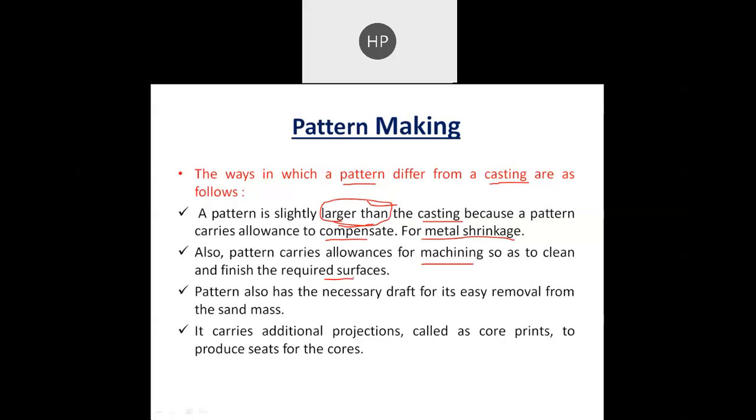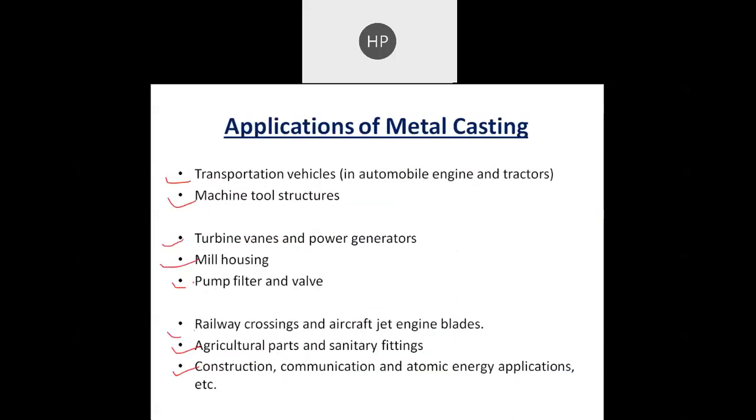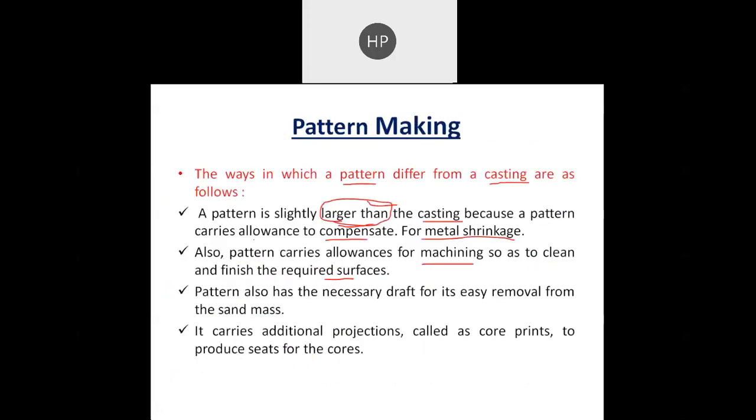So as we know, we have seen one step, that is finishing. After removing the product, we have to finish it. Why is this finishing required? Because there are certain shapes or outer shapes which we do not require, or we have to cut the runner, riser and gate from the product.